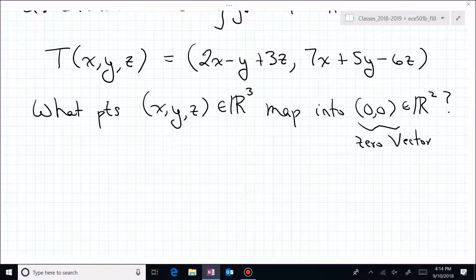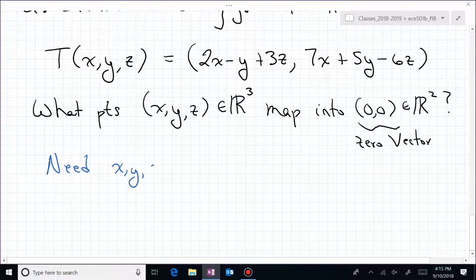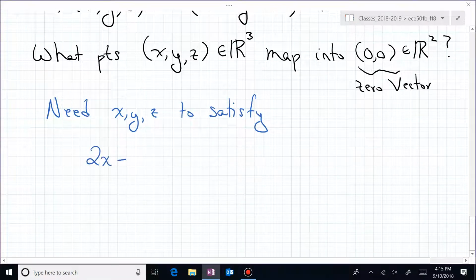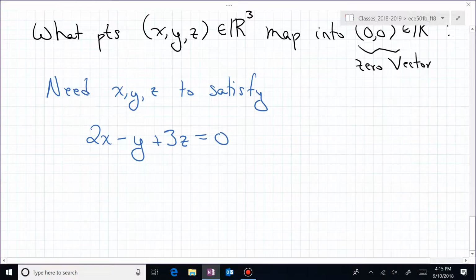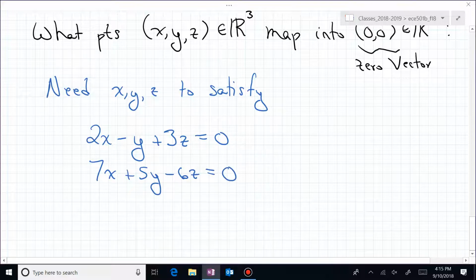I mean, it may be very easy to see, oh, x equal to 0, y equal to 0, z equal to 0. That'll work. But is it bigger than that? In this case, what do we need x, y, and z? How do we need them to behave? Well, we need 2x minus y plus 3z to equal 0. And at the same time, we need 7x plus 5y minus 6z to equal 0. So we need x, y, and z to satisfy 2x minus y plus 3z equal to 0, and at the same time 7x plus 5y minus 6z equal to 0.